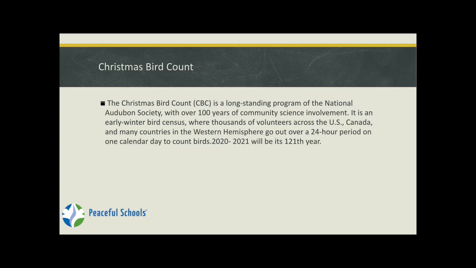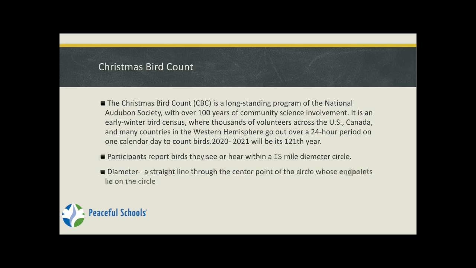So basically what you have to do is participants report the birds they see or hear within a 15-mile diameter circle. So remember, a diameter is a straight line through a center point of a circle whose endpoints lie on the circle. So basically what they do is there's a circle drawn that is 15 miles across. People stand on the diameter or inside the circle and report all of the birds that they see or hear.